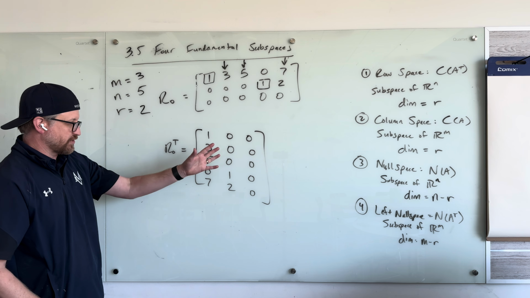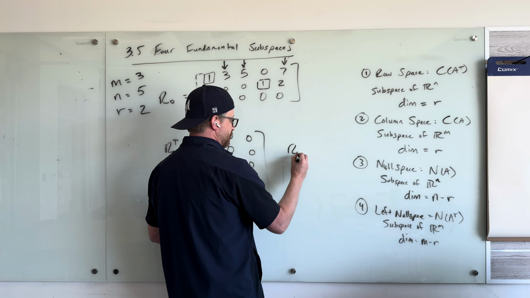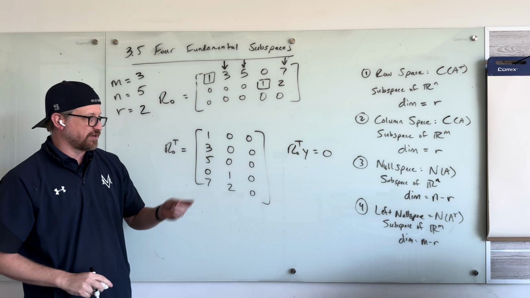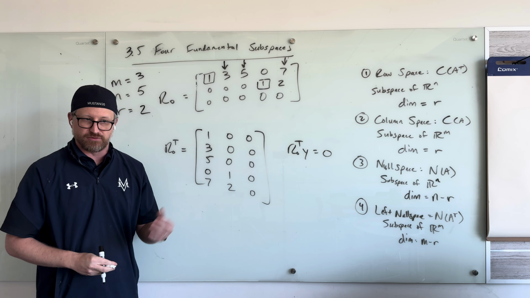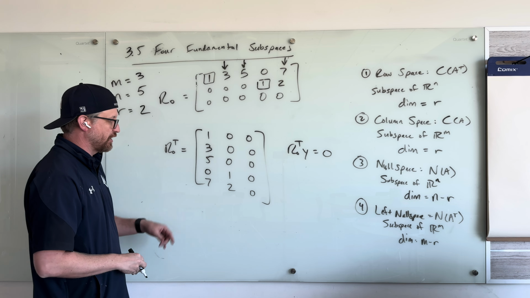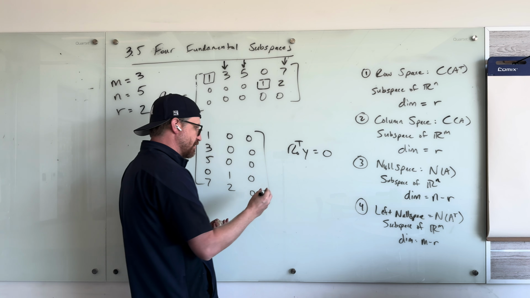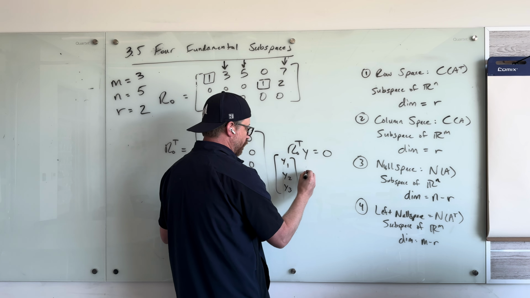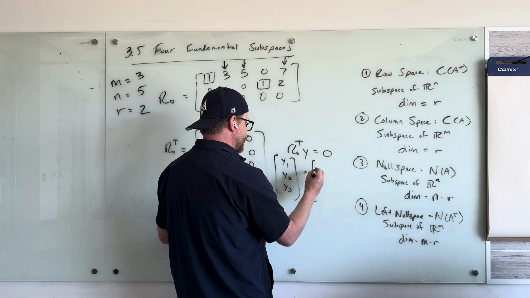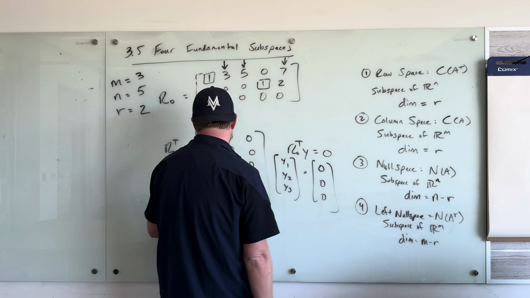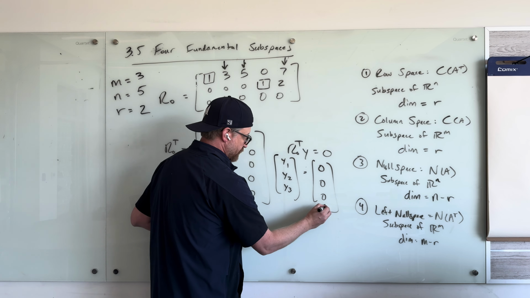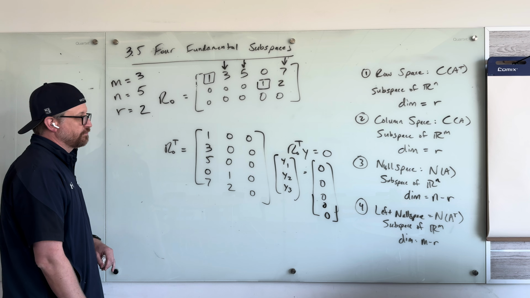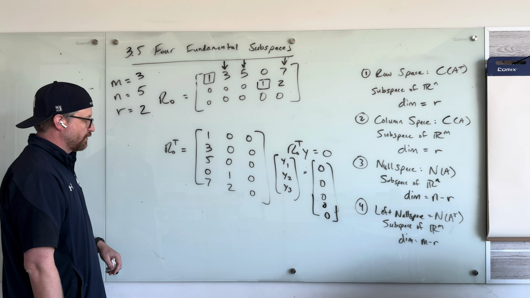And if I'm looking across the board, we want to try to solve this problem. I'm looking for the solutions to R0 transpose y is equal to 0. I'm looking for y. I want to know what is y1, y2, and y3, that if I perform this multiplication, we would get 0, 0, 0, 0, 5 zeros, excuse me. So I want to figure this out.